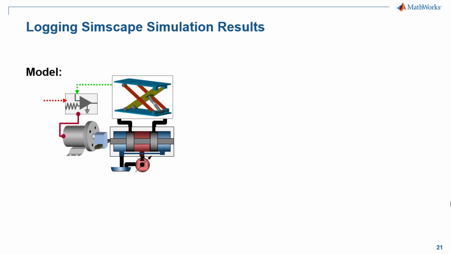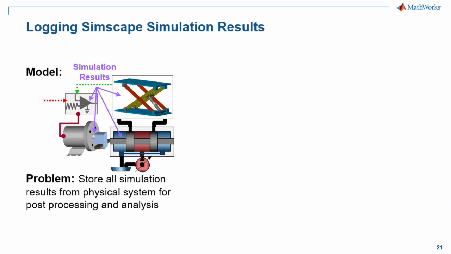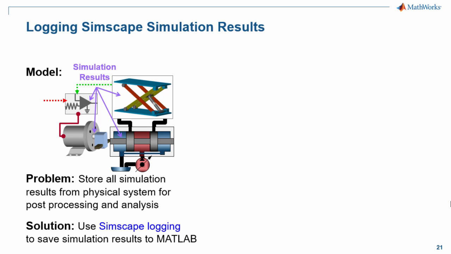In this demonstration, we're going to see how to log Simscape simulation results to MATLAB. We have a model of a hydraulic jack. There are many simulation results that we wish to analyze and post-process. To make that easy, we're going to log those results to MATLAB using Simscape logging.